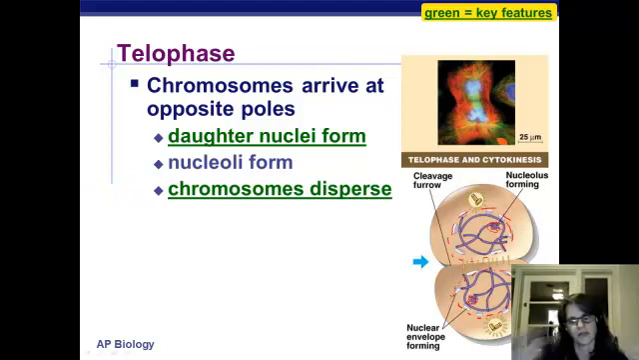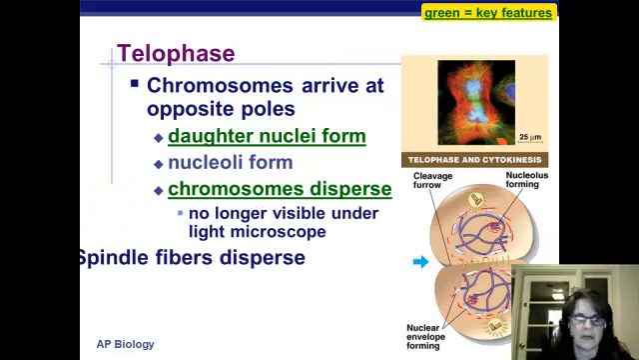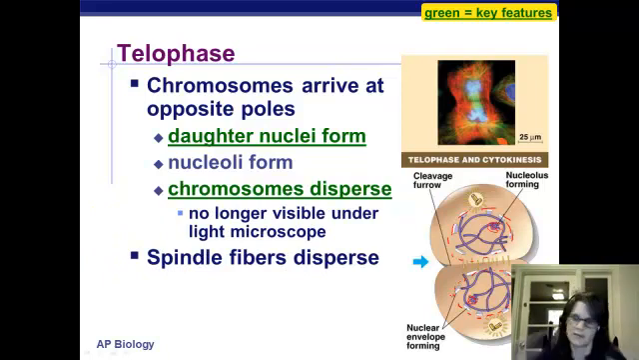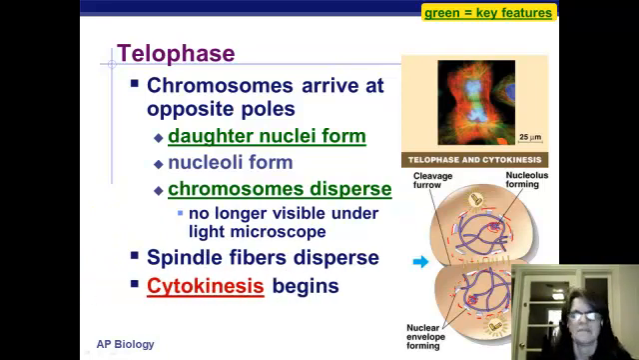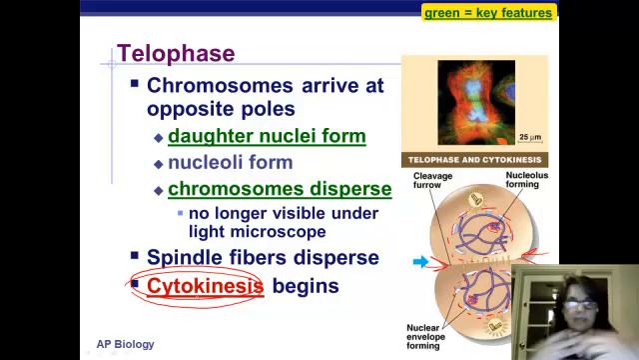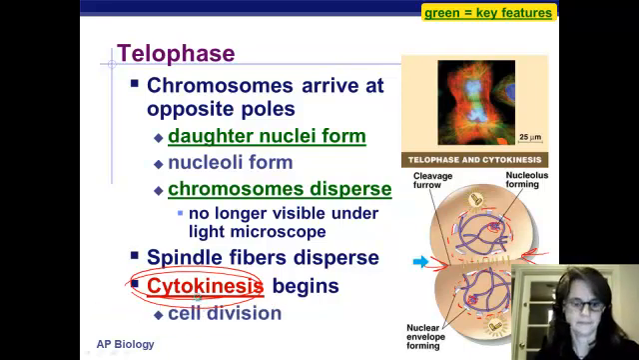The chromosomes are going to start to get thin and stringy again. You won't be able to see them anymore. The spindle fibers are going to start to go away, and basically we're putting the cell back the way it was during interphase. The only thing left to do is to actually split the cytoplasm itself. So cytokinesis, the splitting of the cytoplasm in the cell membrane, will begin here.